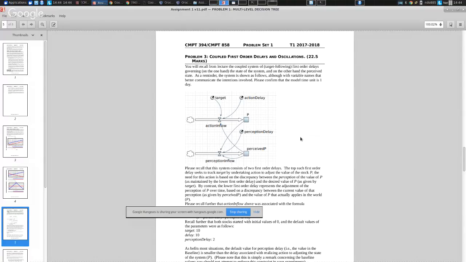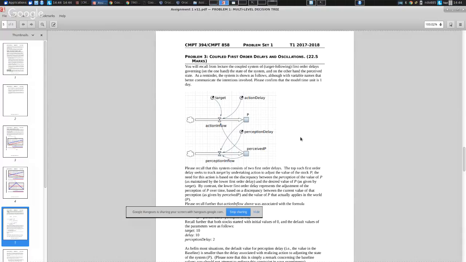Okay, here we're going to be talking about a series of coupled stocks and flows. These are going to be first order delays, okay? Today's lecture is about first order delays and hazard rates and understanding them. We actually introduced them last time, okay?